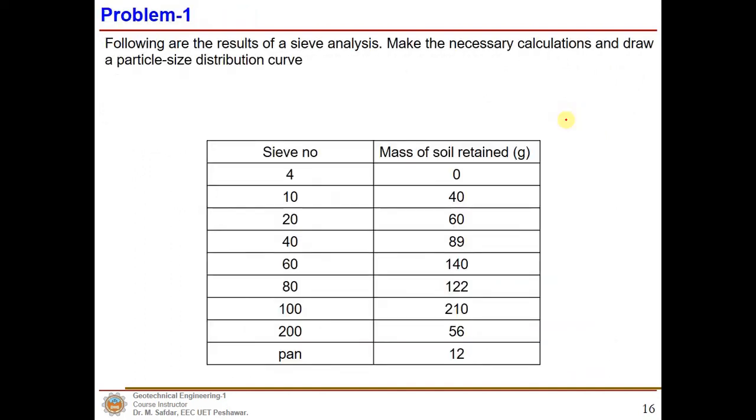Now we will solve a simple problem. So following are the results of a sieve analysis, make the necessary calculations and draw a particle size distribution curve. Sieve numbers are given, mass of soil retained, total mass M is equal to 729 gram. Sum that up, come up with 729 grams here.